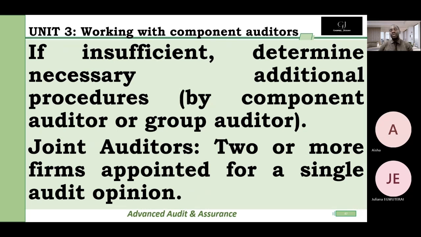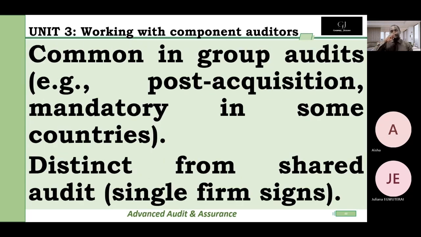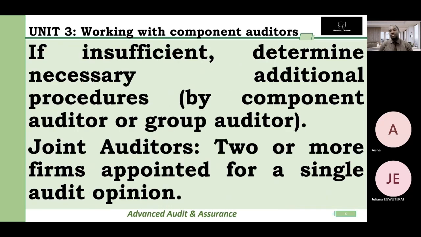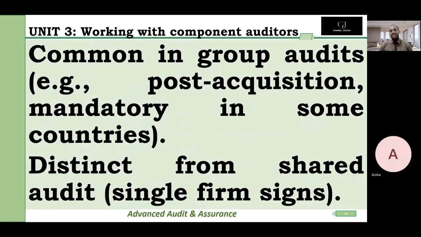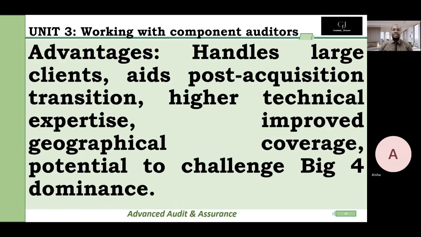And where we have joint audits, where two or more firms are appointed for a single audit opinion, then we need to, in the common group accounts, understand how the joint auditors will work, but there should be a lead by the group auditor. This is very important. So it's common in group audit, for example, where you have post-acquisition, mandatory in some countries, and also distinct from shared audit. That is a single firm signing an audit of financial statements.